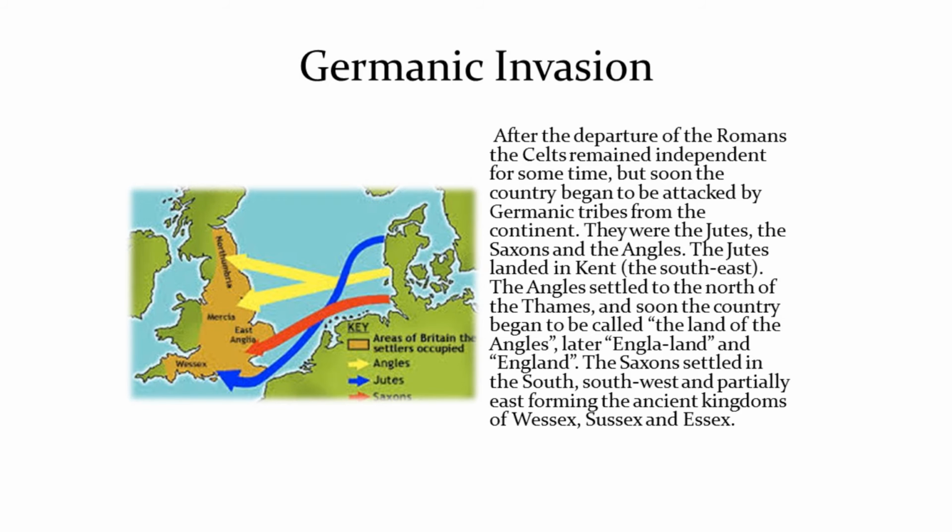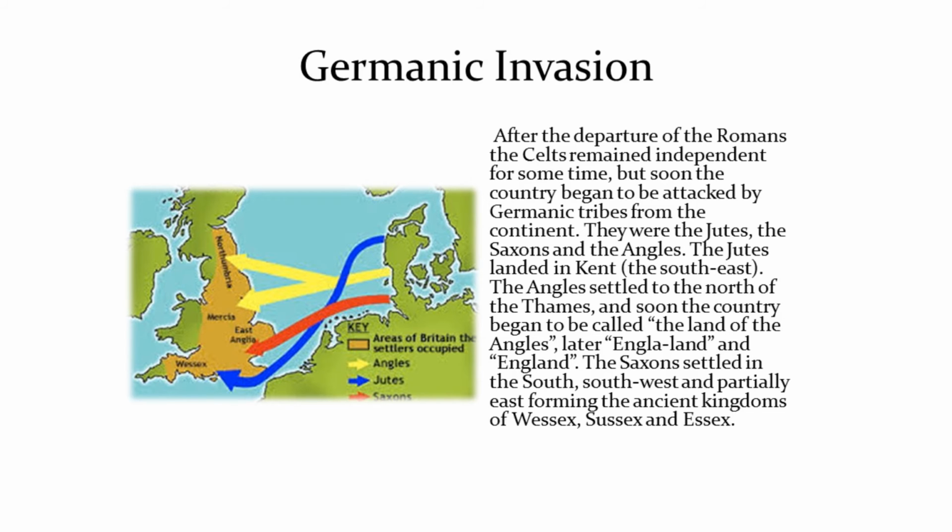After the departure of the Romans, the Celts remained independent for some time, but soon the country began to be attacked by Germanic tribes from the continent. They were the Jutes, the Saxons, and the Angles. The Jutes landed in Kent.